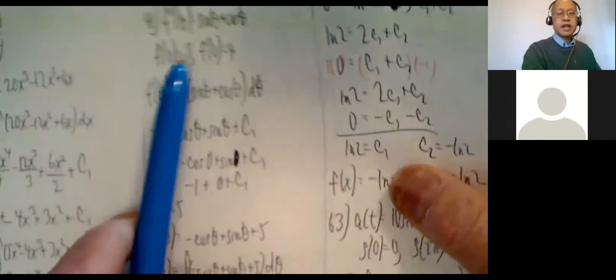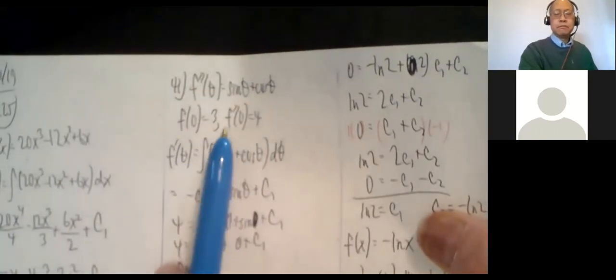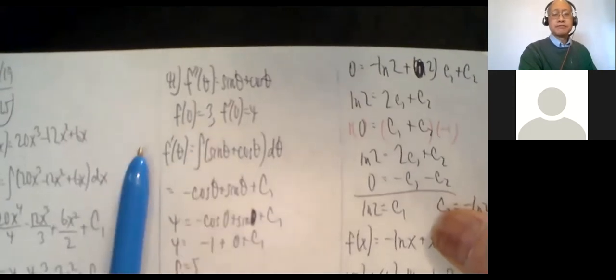Now, these problems didn't give me any extra stuff, so my final answer will have a C1, C2, C3, or whatever. Once they give me this, I know my final answer doesn't have to have any C's.